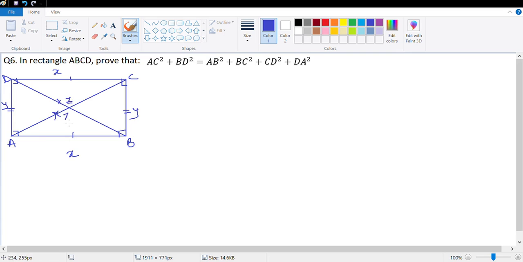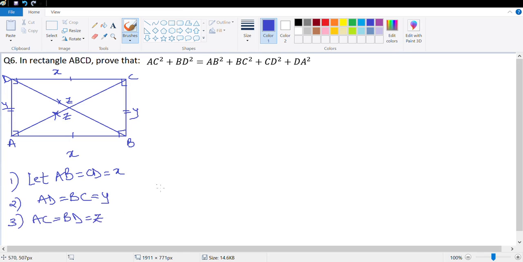Okay. Let's write what we already know. So number 1, AB is equal to CD is equal to X. Number 2, AD is equal to BC is equal to Y. And number 3, AC is equal to BD is equal to Z. The reason for this: in a rectangle, opposite sides are equal and diagonals are equal. So that's a property of a rectangle that we know.